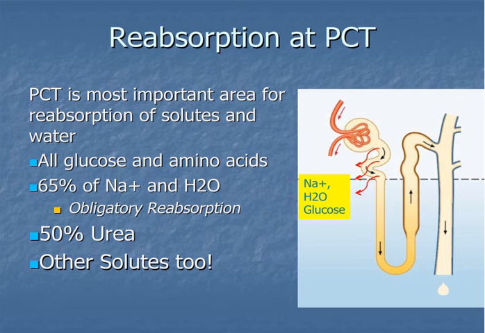We tend to call the water reabsorption that happens at the proximal convoluted tubule obligatory water reabsorption. That is, we cannot adjust it. There's no way to adjust it. We also reabsorb about 50% of the urea as well as other solutes too.